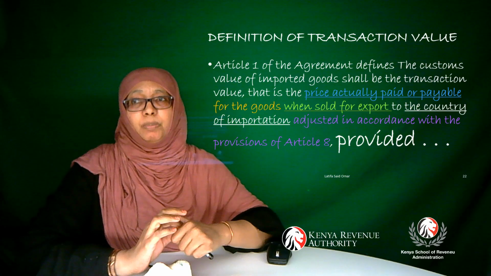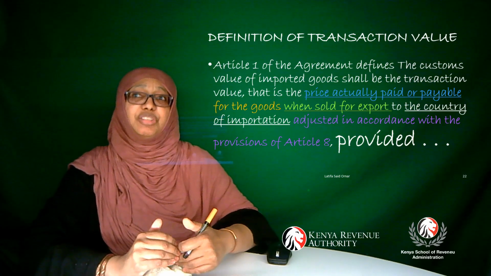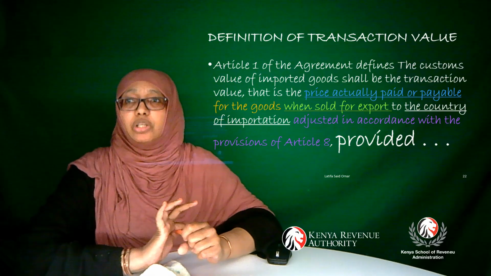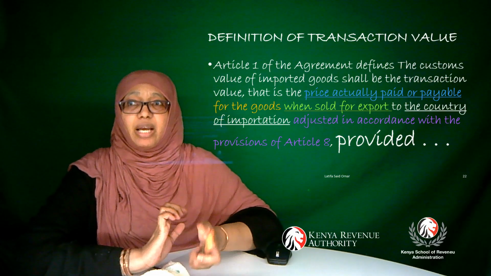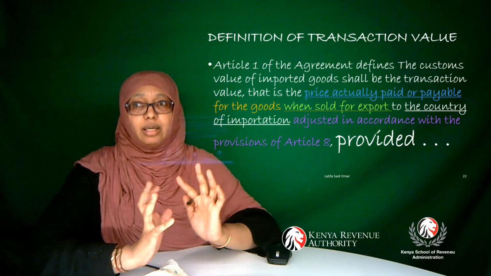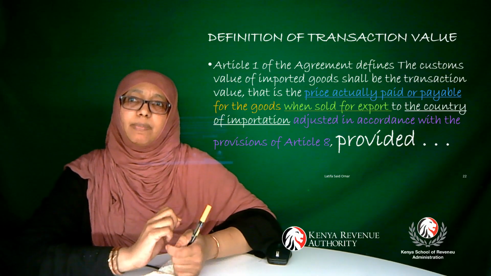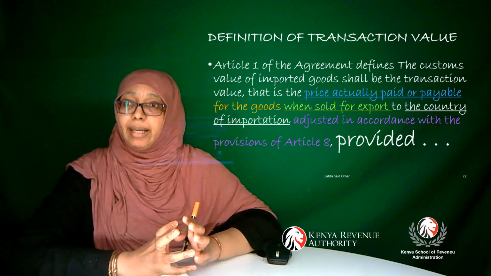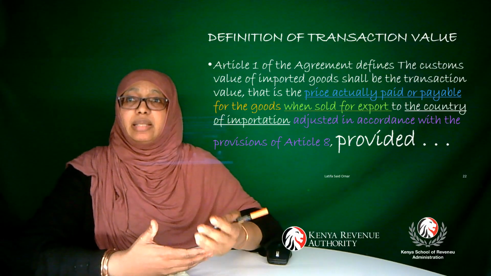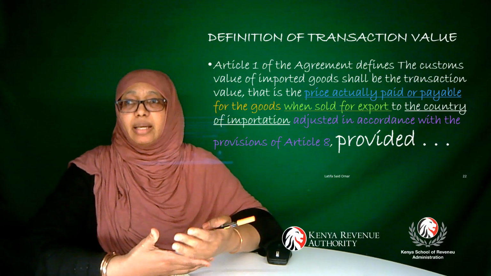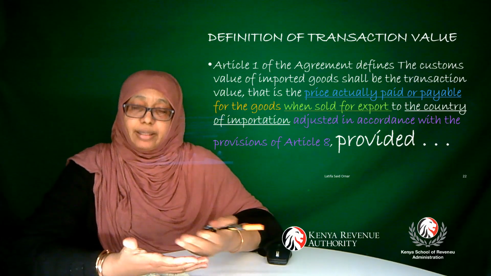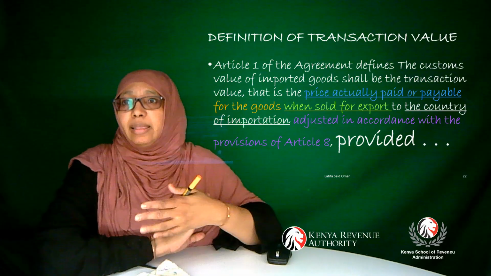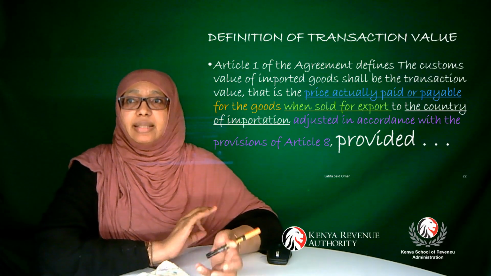And then to the country of importation. The country of importation will be the country where valuation is taking place, and then adjusted in accordance with provisions of Article 8. Remember, we have said that Article 1 and Article 8 are the main provisions that will support the transaction value method. So you may find that there are certain costs that may be incurred, but they are not easily seen by the customs officer when they look at something like an invoice. They may not be able to pick those costs unless they look at other attached documentation.